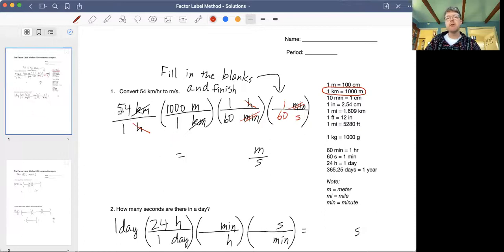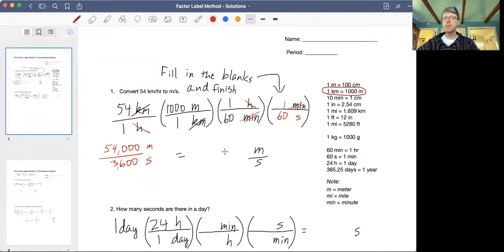Okay, so we're gonna multiply across the top here and you get 54,000. And you multiply across the bottom, you get 60 times 60, which is 3,600. So we don't actually have to do this step, but as a double check, just one time, let's do this. So we have 54,000 on the top and 3,600 on the bottom. And that would be meters per second. We're going to actually do that division and make sure we get the right answer.